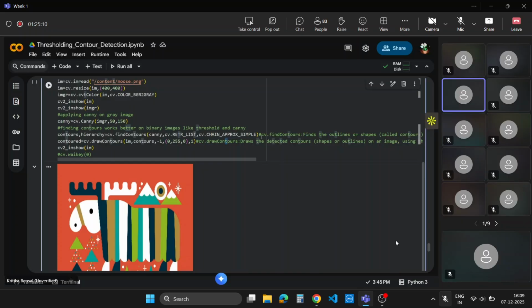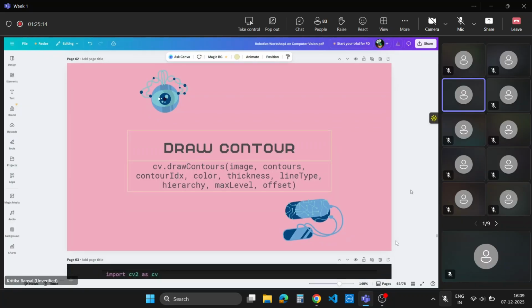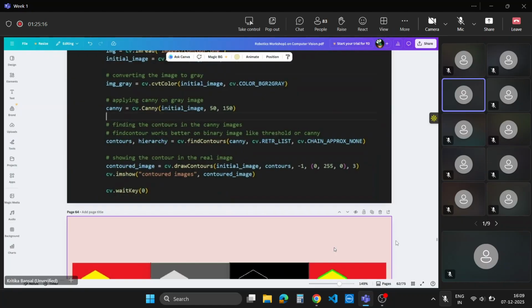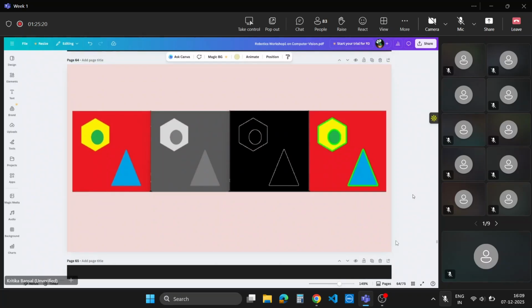I will go on to the slide. See here, we have just printed the contours, and we have printed the contours on the image.